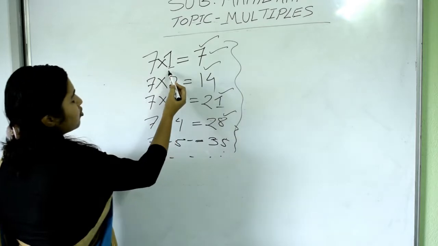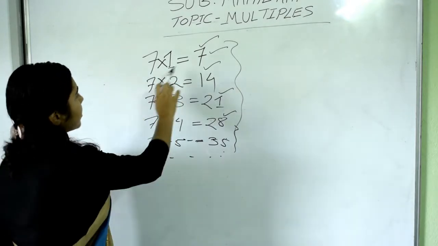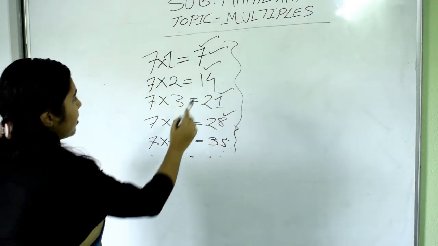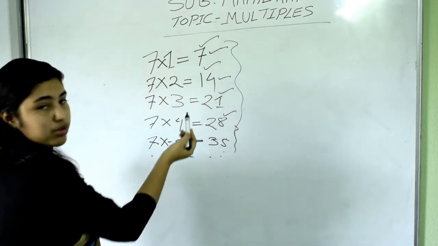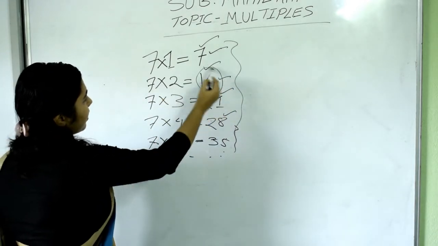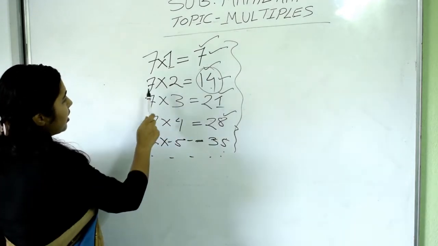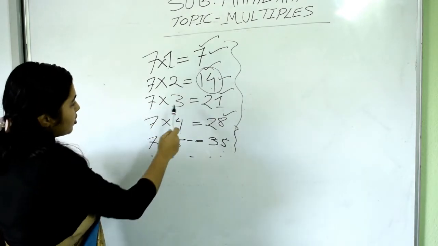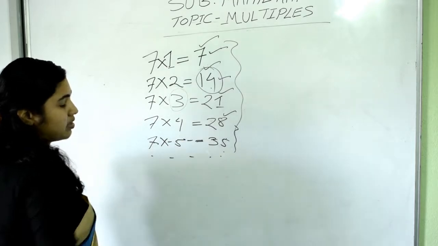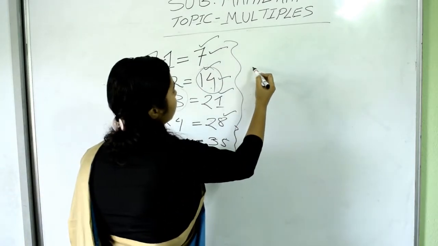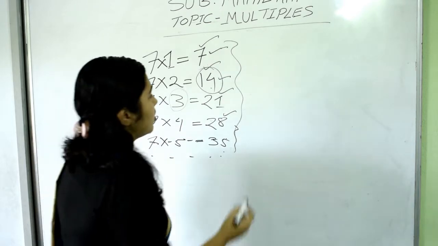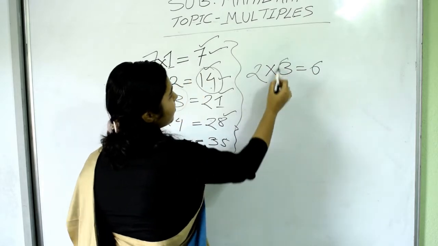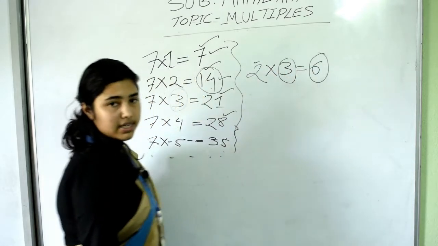This one, 7 into 1: if we multiply 7 with 1, we will get 7, right? So 7 is the first multiple of 7. 14, 7 into 2 equals 14. 14 is the second multiple of 7. That means if we multiply 7 with 2, we will get the second multiple of 7. If we multiply 7 with 3, we will get the third multiple of 7. So if I tell you to write the third multiple of 2, that means we have to multiply 2 with 3, which is 6. That means the third multiple of 2 is 6.